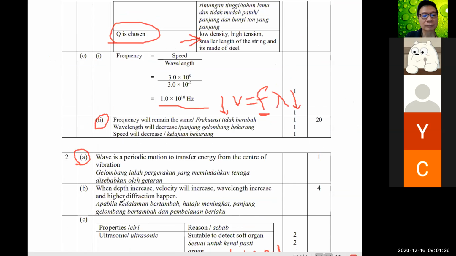Answer is here. When the depth increases, why does depth increase? Because during high tide, more water comes in, so the depth increases. Velocity will increase. Remember that. In deeper water, water moves faster, and the wavelength also becomes bigger. When the depth increases, velocity gets higher, and when velocity gets higher, the wavelength of the water wave becomes bigger and higher diffraction happens. What is the meaning of that?